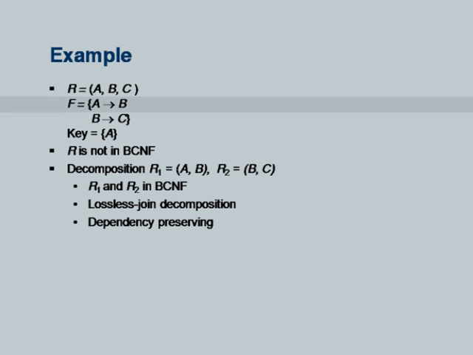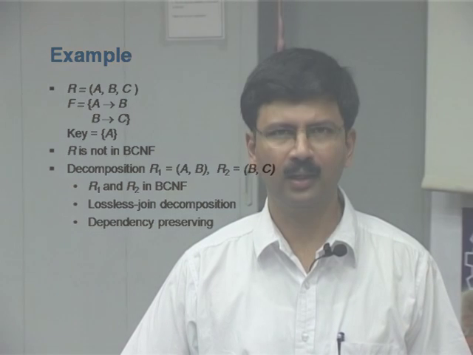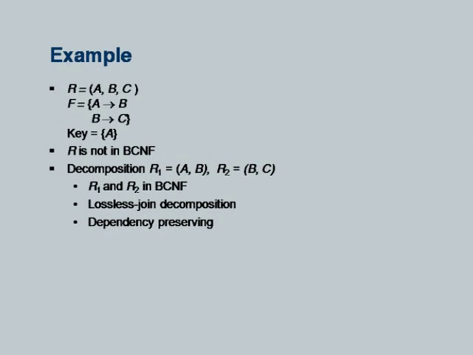Now, take the first dependency, A goes to B. Is it trivial? It's not trivial. Is A a super key? Yes, in this case, A is a super key. So this one is fine. It doesn't cause a violation of BCNF. What about the second one? B functionally determines C. Is it trivial? No. Is B a super key? Unfortunately, no. The closure of B here is BC. It does not include A. Therefore, R is not in BCNF.